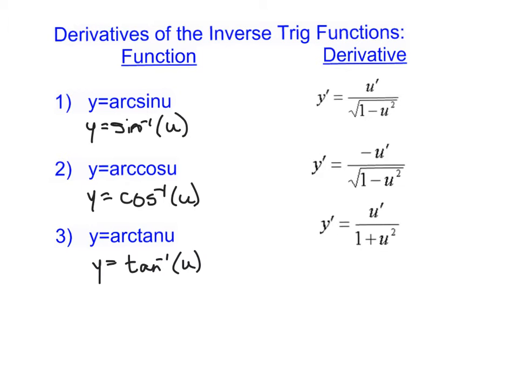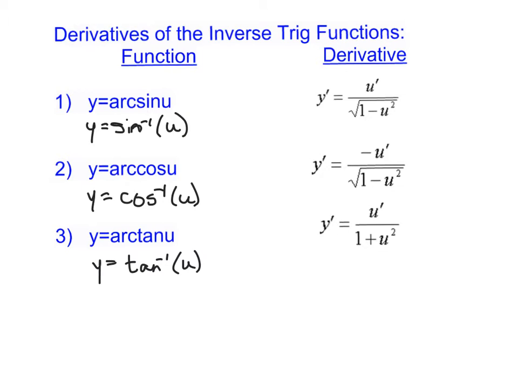Today we're going to focus on the derivatives of the inverse trig functions. You'll remember that the inverse trig functions can be written in two different ways. y equals arcsine of u means exactly the same as y equals sine inverse of u. So no matter which way the function is given to you, we're going to do the derivative in exactly the same way. You may have to pause the video to write down these formulas. There are 6 of them, for all 6 inverse trig functions.